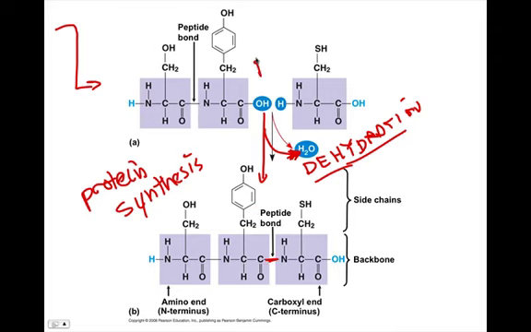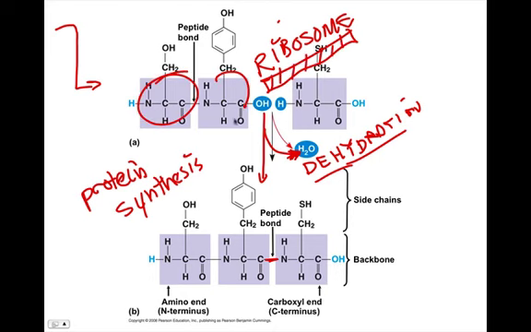Who's going to be doing this? The ribosome. This is actually the chemical reaction catalyzed by the ribosome. We're synthesizing a protein, putting amino acids together, forming covalent bonds to connect them. Here, just incidentally, are the side chains of the amino acids.